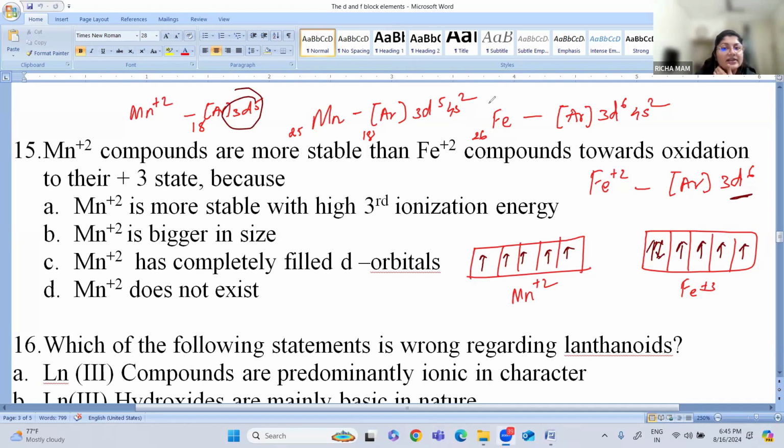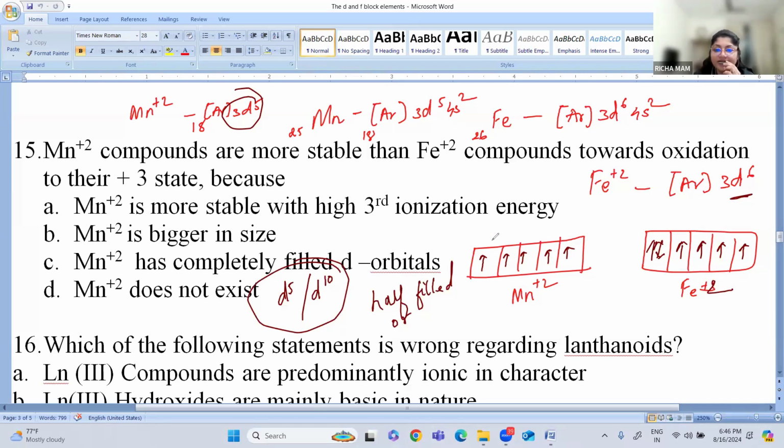Akhila has answered as A. So what can you see here? As compared to Mn plus 2 and Fe plus 2, in Mn plus 2, whenever you have a half filled electronic configuration or fully filled electronic configuration, that is, whenever you have a D5 system or D10 system, what is it said to be? It is said to be completely stable, right?